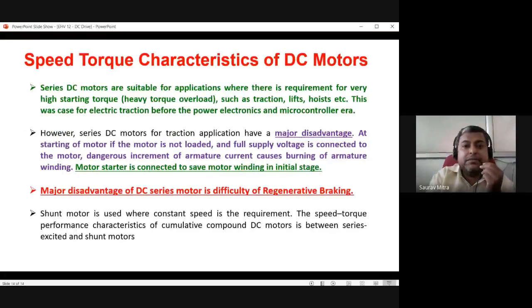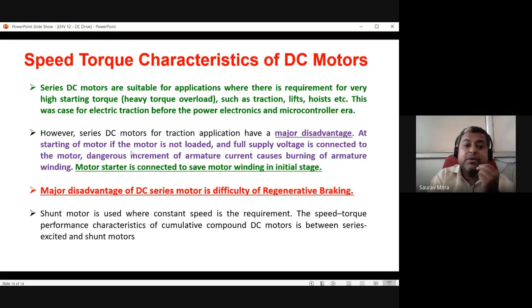This is the last slide, which is talking about the characteristics of DC series motor. You find that DC series motors are suitable for applications where there is a requirement of very high starting torque, such as traction, lift, hoist, etc. This was the case for electric traction before the power electronics and microcontroller era. But now this is the power electronics and microcontroller era. DC series motor has a major disadvantage in traction.